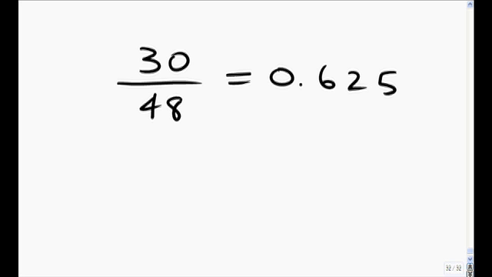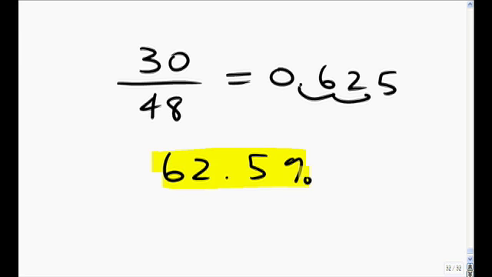Multiplying this number by 100 moves the decimal place 2 spaces to the right. "62.5% of the class has no children."